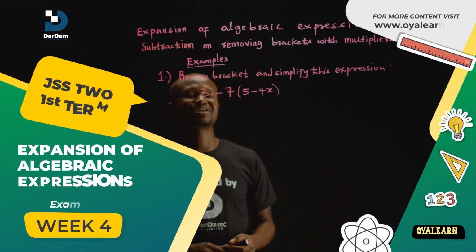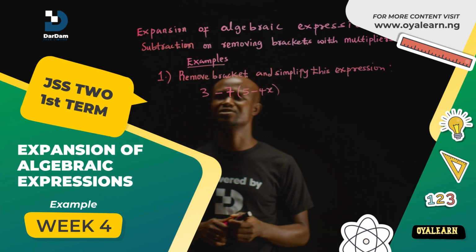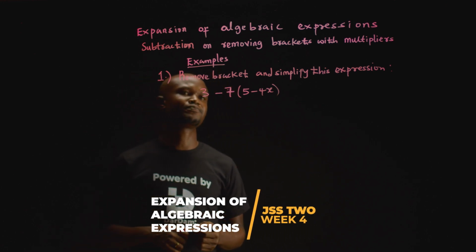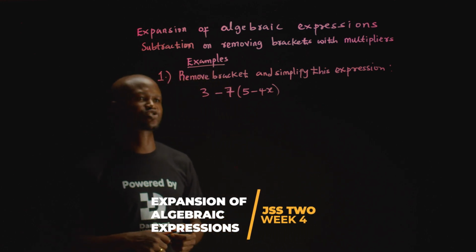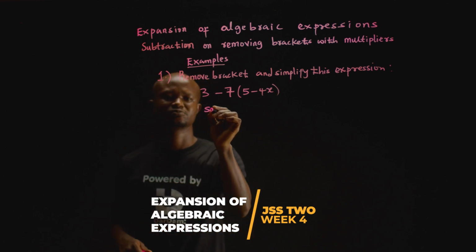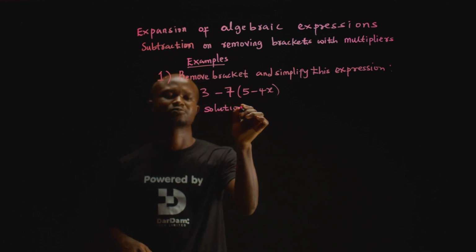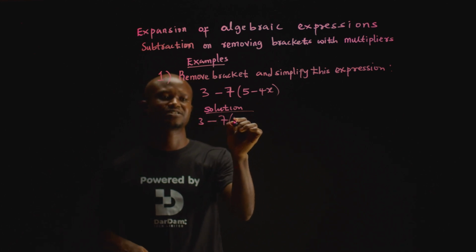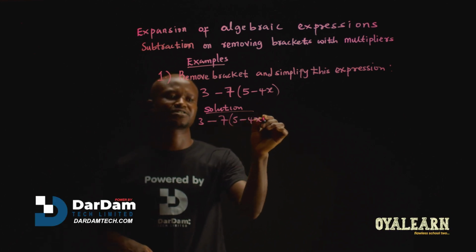Subtraction on removing brackets with multipliers. Examples. Remove brackets and simplify this expression. Solution. We have 3 minus 7 into bracket 5 minus 4x.